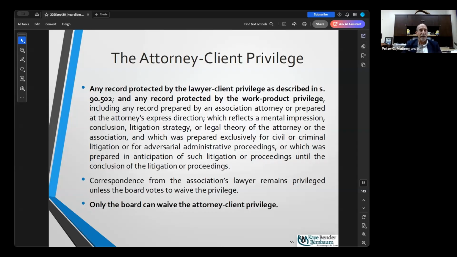And then importantly, that second bullet point, correspondence from the association's attorney remains privileged unless the board waives the privilege. So the association's counsel cannot waive the privilege. So when we write the association a letter, and someone else asks for it, no. If the association voluntarily distributes that letter, they've waived the privilege. The attorney cannot waive the privilege.